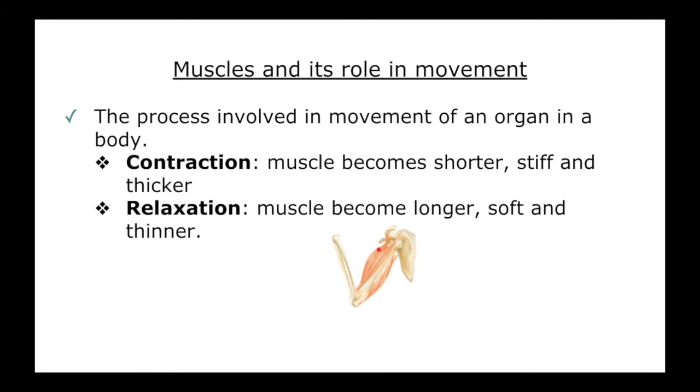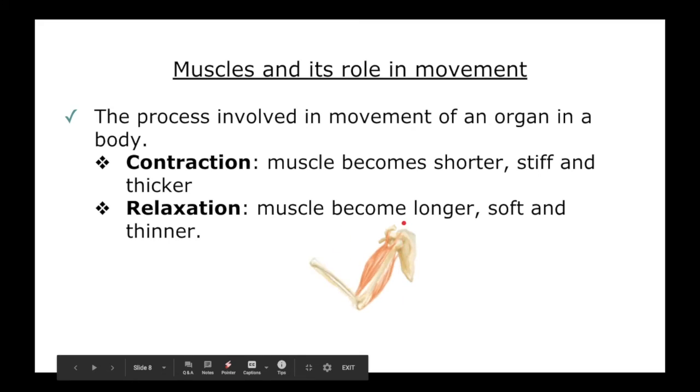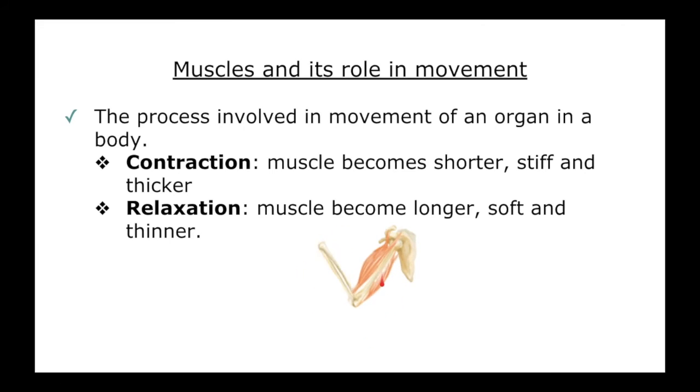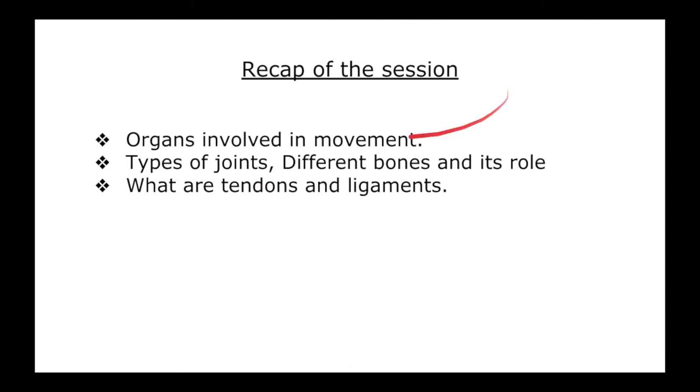When the bicep contracts, it becomes shorter, stiff and thicker, and the tricep becomes longer, soft and thinner. When we put the hand down, the bicep relaxes and the tricep contracts, becoming shorter, stiff and thicker. Okay, so this alternate contraction and relaxation of the bicep and tricep makes the hand move in a proper way. A quick recap of this session.